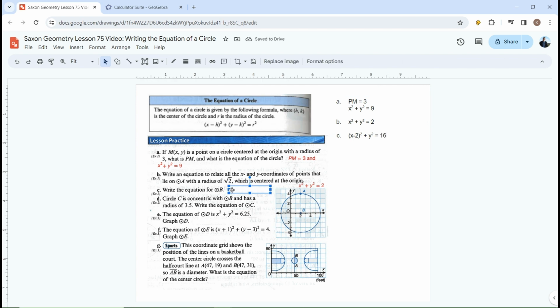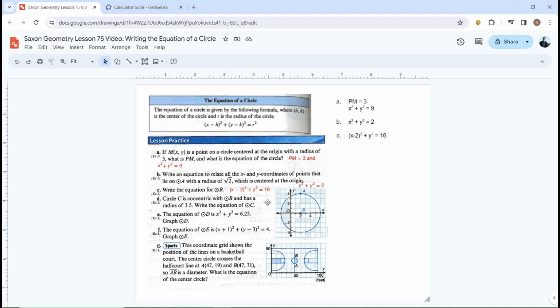That should be the right equation. There it is. Letter D. Circle C is concentric with circle B. That means that they have the same center. Okay, concentric means they have the same center point, and has a radius of 3.5. Write the equation of circle C.